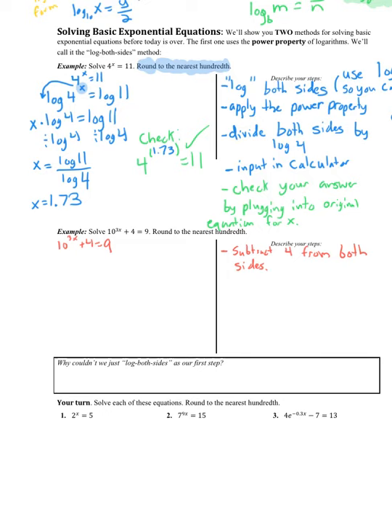And let me clarify what I meant there. We want to get this by itself on one side of the equation, and it's not by itself yet. In order for it to be by itself, I have to subtract 4 from both sides. So now I get 10 to the 3x equals 5. Now I have that exponential form by itself, so now I can go ahead and do my log both sides method.